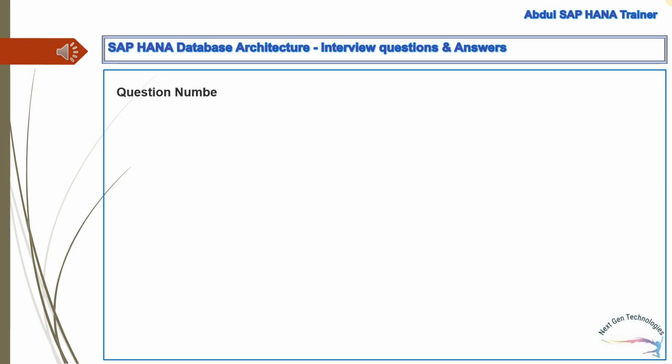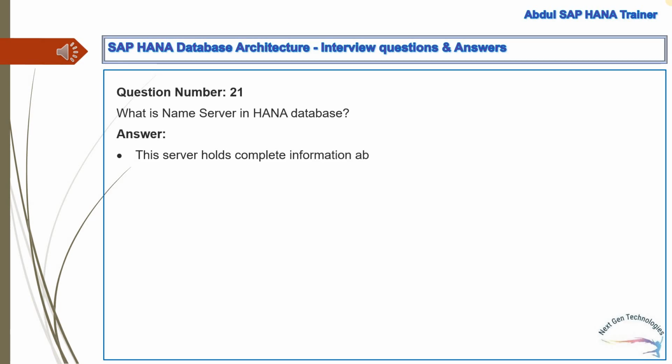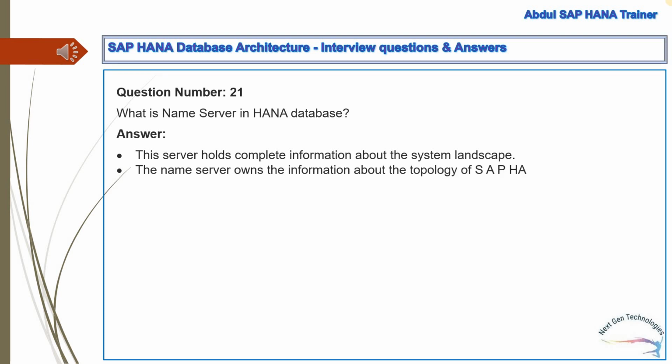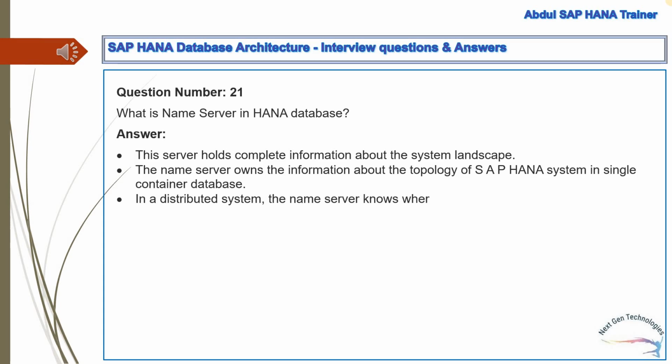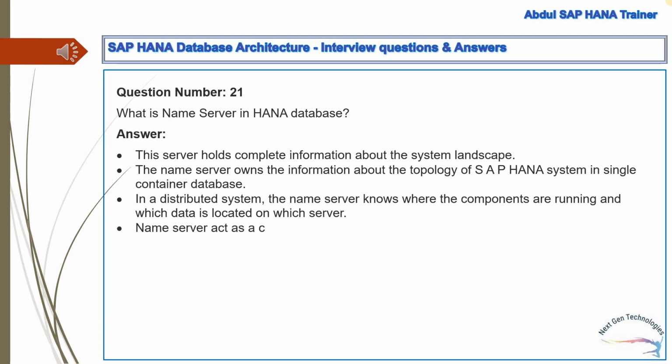Question number 21. What is name server in HANA database? Answer. This server holds complete information about the system landscape. The name server owns the information about the topology of the SAP HANA system in a single container database. In a distributed system, the name server knows where the components are running and which data is located on which server. Name server acts as a cluster manager in the host auto failover configuration.